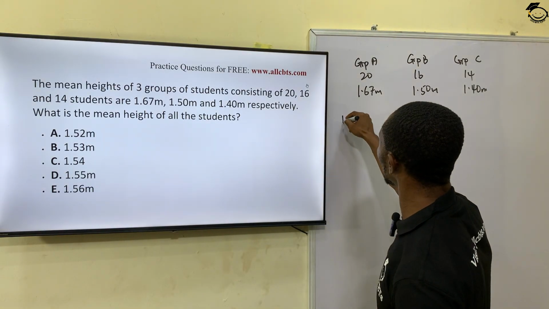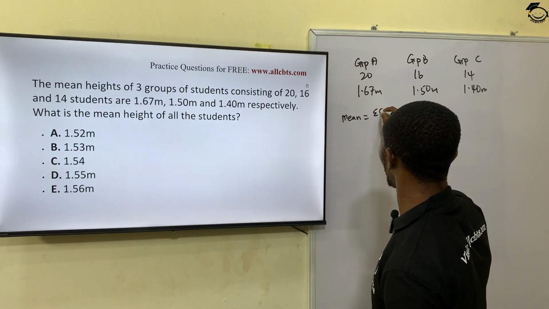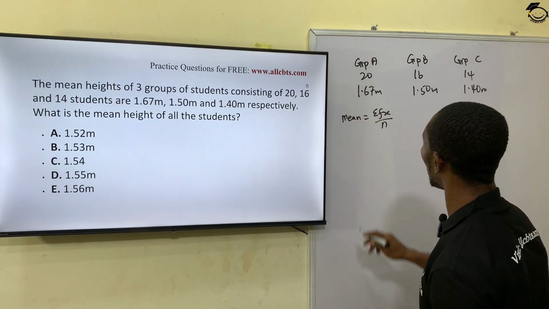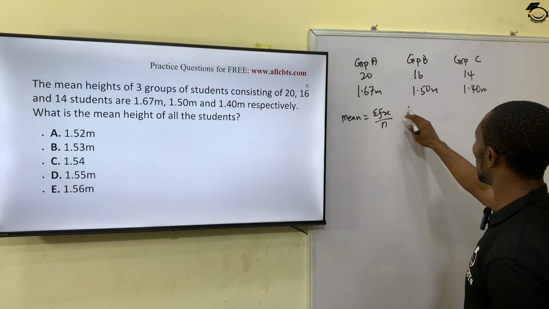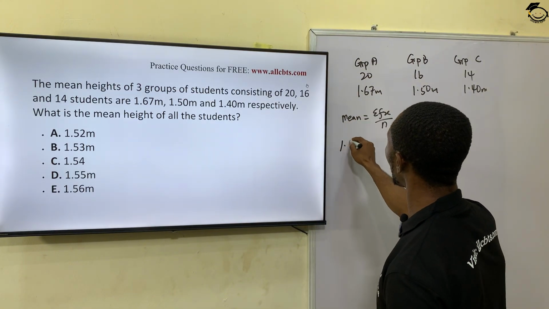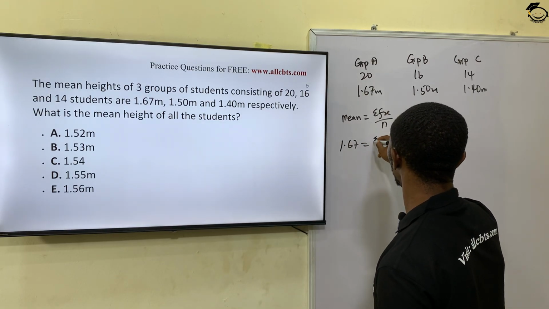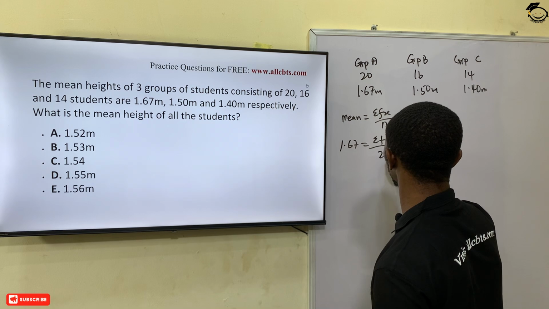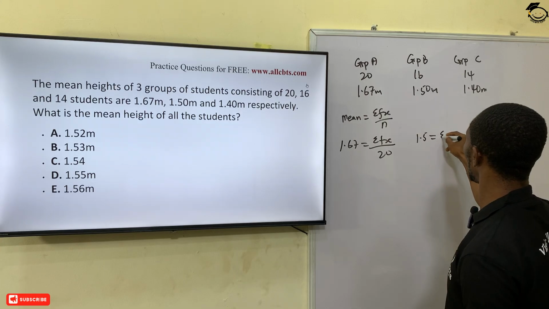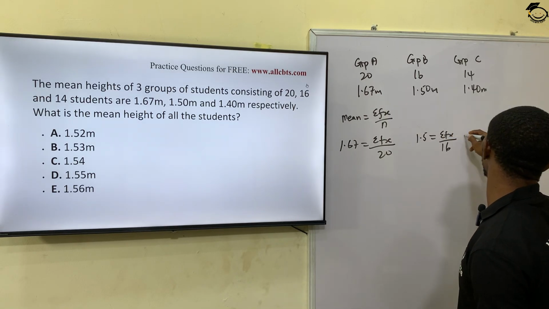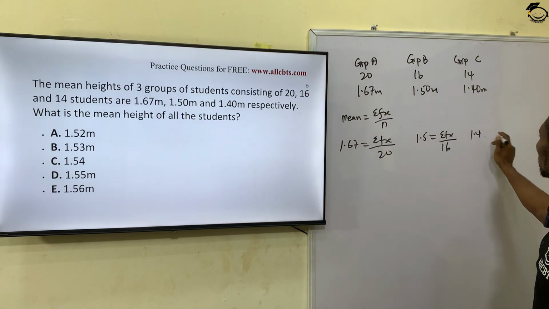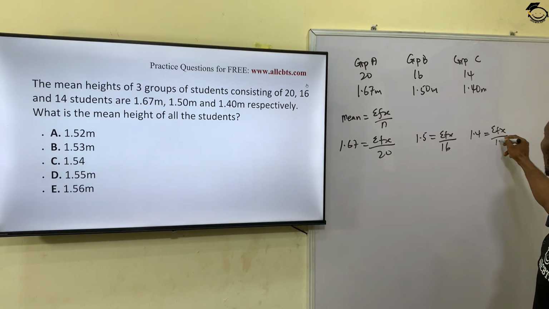Now, we know to calculate our mean is our ΣfX over N, all right? Now, or our Σf over N, whichever. So for each and every one of them, we'll calculate their mean. Now, we are given that the mean height is 1.67 equals ΣfX over N, which is 20, all right? And for group B, we have it as 1.5 equals ΣfX over 16. And for group C, we have it as 1.4 equals ΣfX over 14.